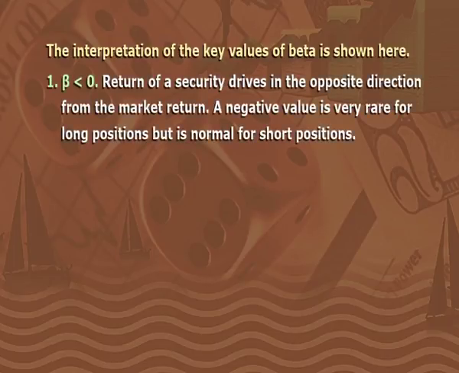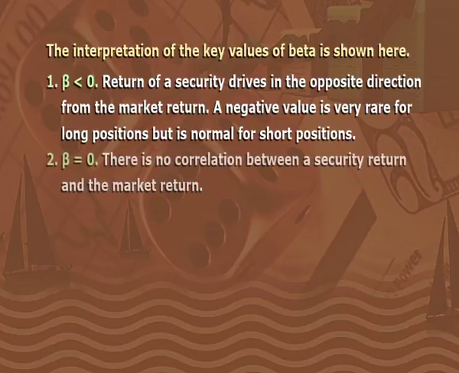The interpretation of the key values of beta is shown like this. Beta less than 0 means return of a security moves in the opposite direction from the market return. A negative value is very rare for long positions but is normal for short positions. Beta is equal to 0. That means there is no correlation between a security's return and market returns. For example, fixed income securities have 0 beta coefficient because the return does not depend on market return movements. Another example is cash under the condition of 0 inflation because its value does not change over time unlike market returns.